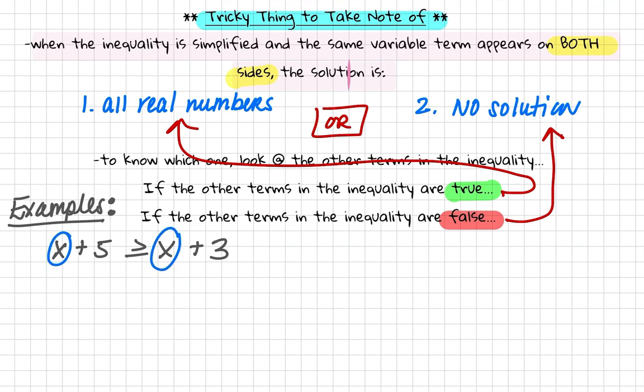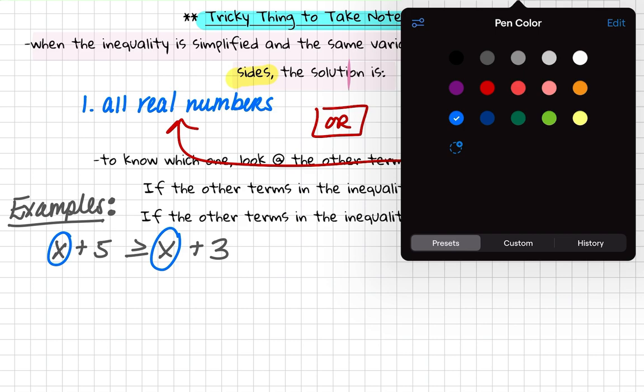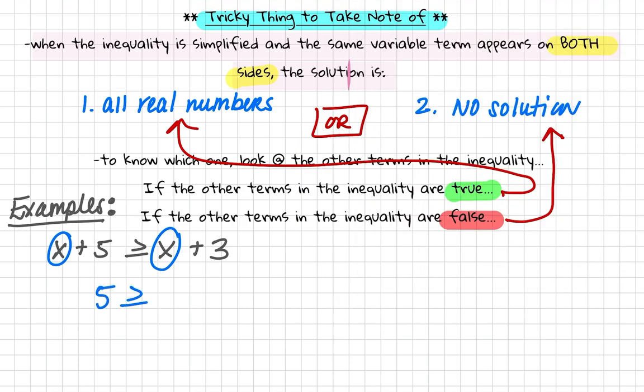So at that point, all you have to do is visually look at the other terms in the inequality. So then I'm just going to bring everything down. 5 is greater than or equal to 3. Then you need to ask yourself, is 5 greater than or equal to 3? The answer is yes, it is. So this means that it's true. Therefore, the solution is all real numbers.